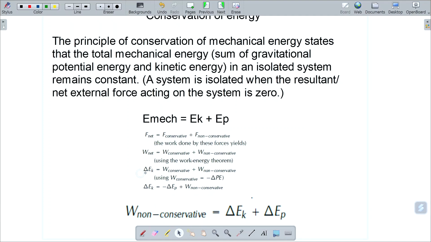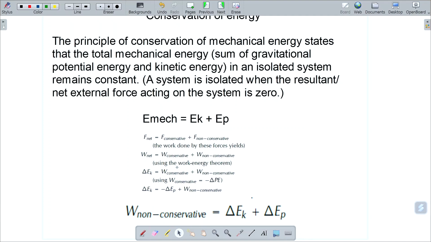What we can then do is to find the net work, and the net work can be given as the change in kinetic energy. That is what the work energy theorem states. So we can say that the change in kinetic energy here is then equal to the conservative force work plus the non-conservative force work. And we can show that the work done by conservative forces is equal to the negative change in the potential energy.